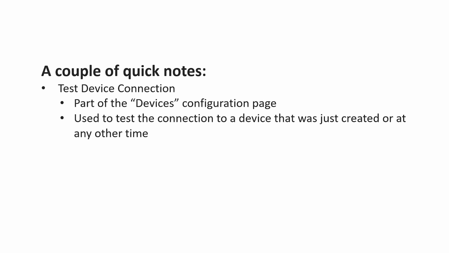Also, within the configuration page for devices, there is a test device connection button, and that allows you to test the configuration of the connection to the device as you're creating it, or if you need to go back and test that connection. Maybe something isn't working right and you want to make sure, am I still connected to that PLC? That's what the test device connection button does, and I'll show you that as well.